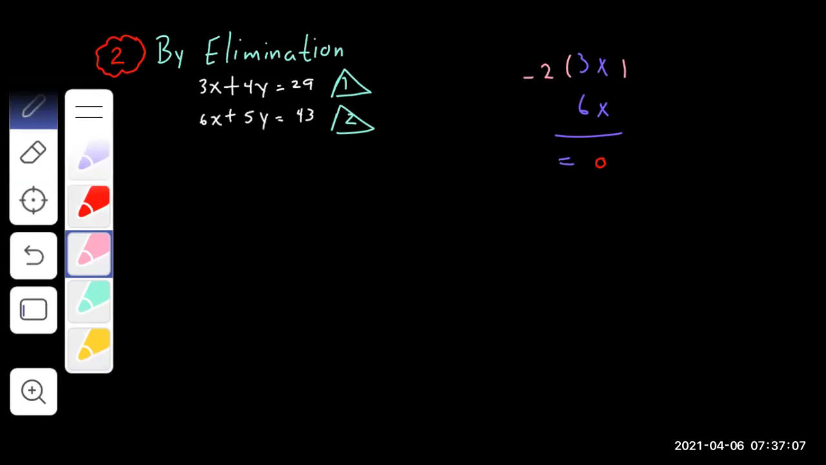Okay, let's copy that. Multiply the first equation by negative 2. Excellent. Okay, let me rewrite that. I'm going to rewrite this, guys. I'm going to copy it right here.